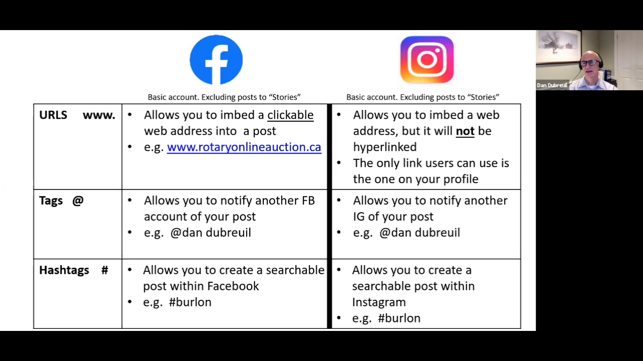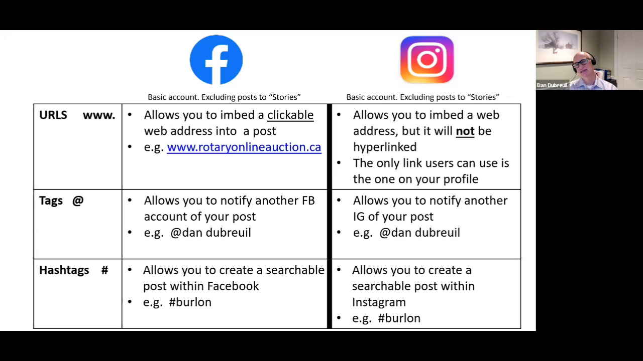Okay, so the only link that you can actually use within an Instagram post is the link that's associated with your profile. So let's say Burlington North has an Instagram account. We're going to have the URL for our club's website on our profile, so people can click to that. It's going to get them to the landing page. Maybe that's where you want them to go. Maybe it's not. It's not great functionality, but it's essentially the best that Instagram offers right now for basic accounts. That could change going forward, because it seems like such a miss to me.